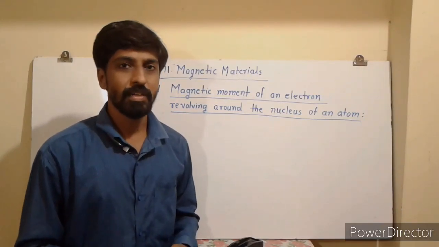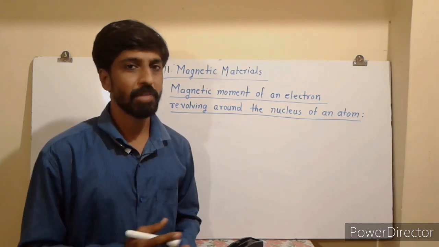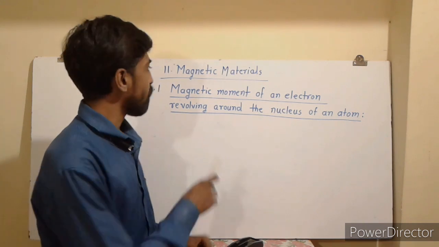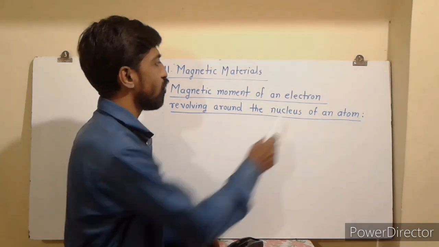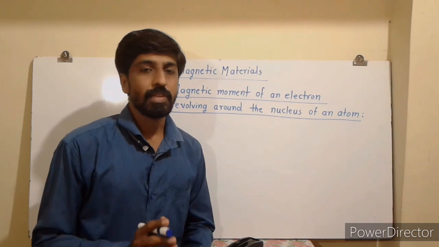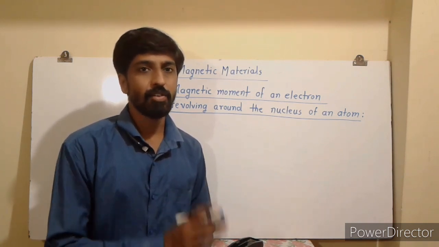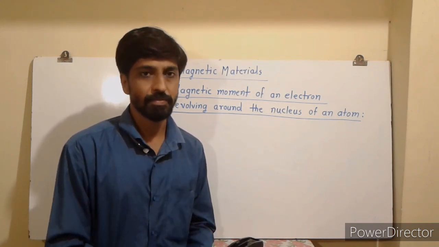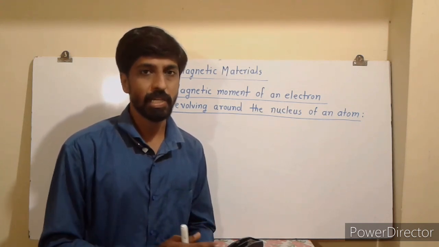Hello friends, in the last session we studied the origin of magnetism in materials. Today we are going to see the next topic, which is the magnetic moment of an electron revolving around the nucleus of an atom. Yesterday we saw that the chemical properties of a material are dominated by the electrons revolving around the nucleus in the outermost orbit. So it is also applicable for the magnetic properties of the material.